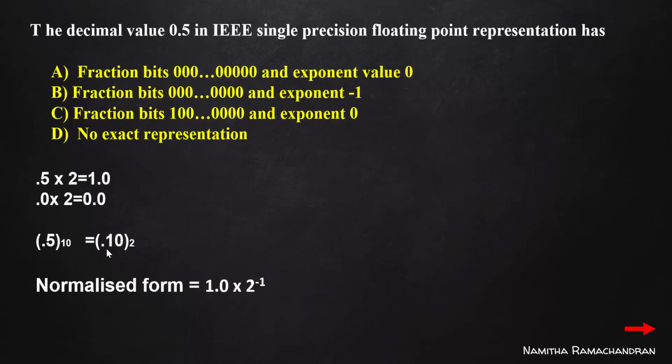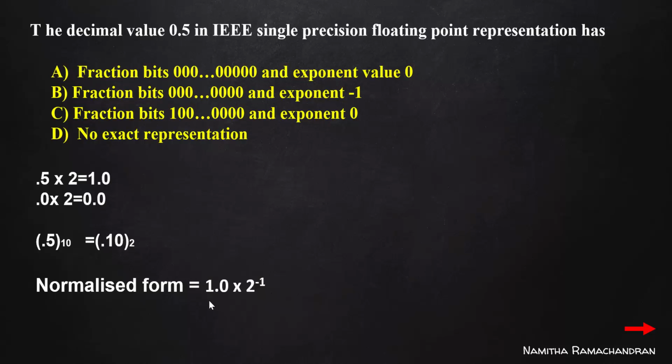Now we need to normalize this. How to normalize this? Normalized form contains a whole part with a single one. So make this as one point form. Shift this decimal point from this position to this. We need a single shift towards right. So the normalized form is 1.0 times 2 to the power, how many positions actually shifted? Single position. And towards right, so put a minus sign. So 1.0 times 2 to the power minus 1.